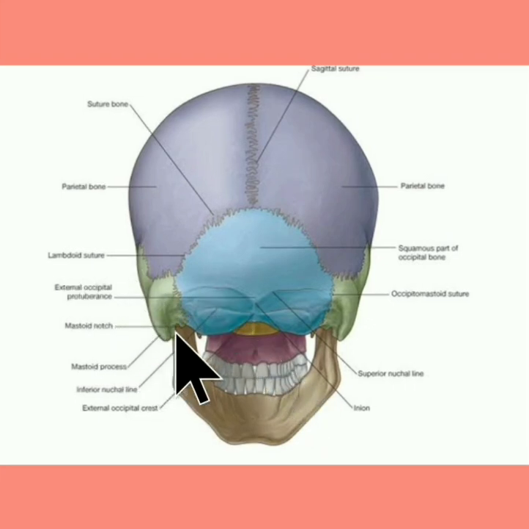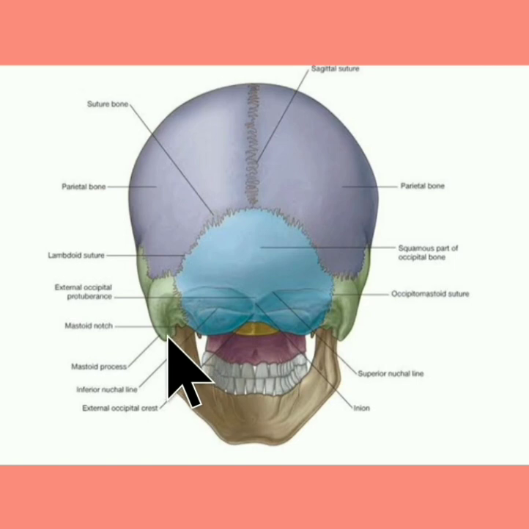Next is the mastoid part. The mastoid part or mastoid process consists of a lateral surface and a medial part. On the lateral surface there is the attachment of three muscles: sternomastoid, splenius capitis and longissimus capitis.